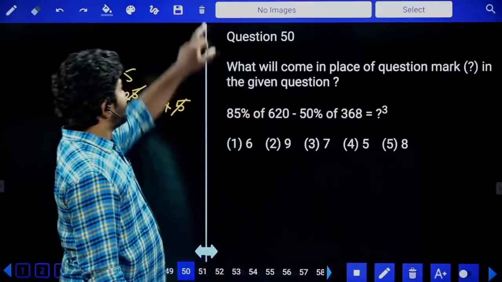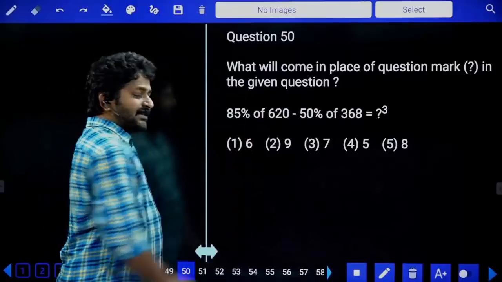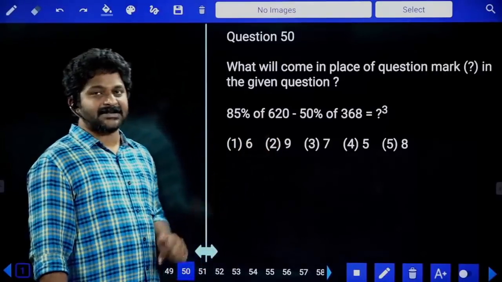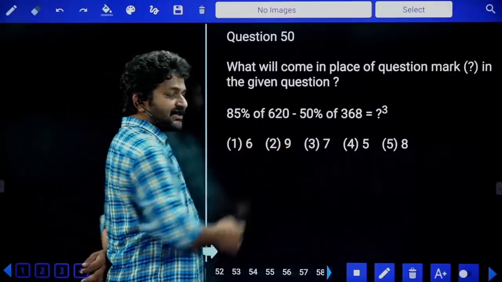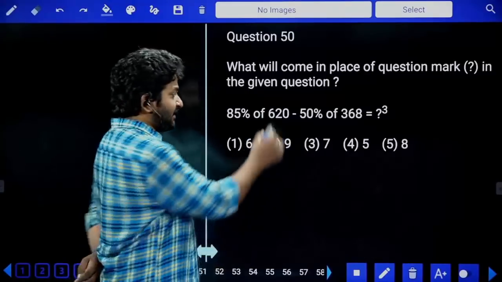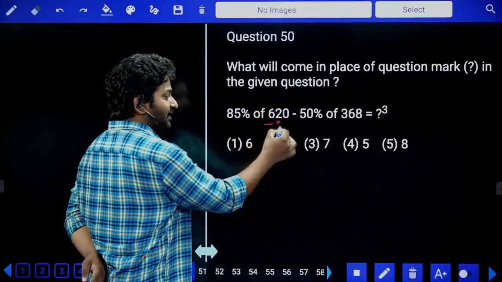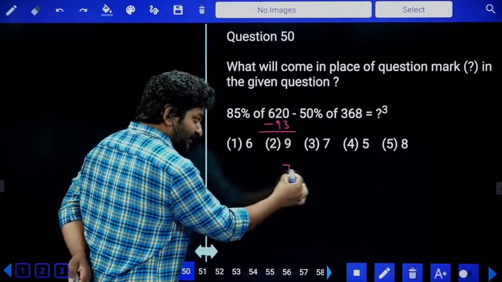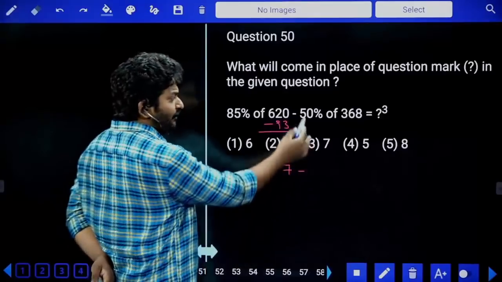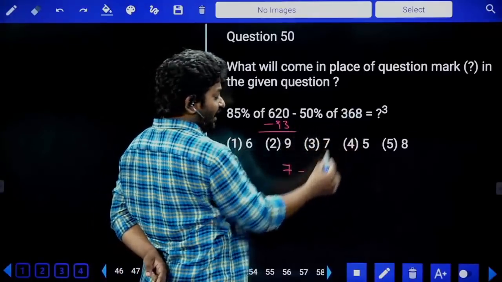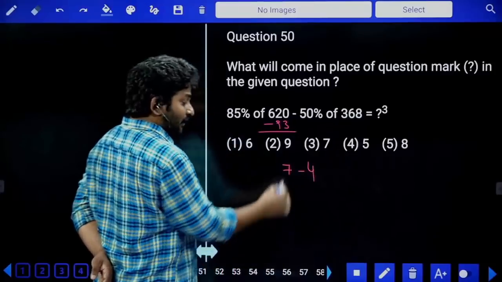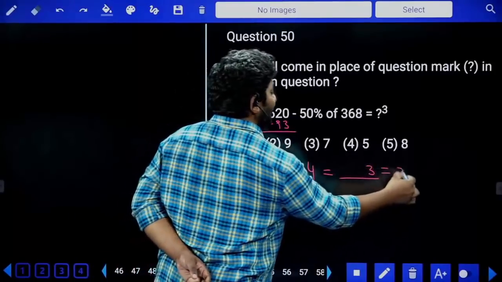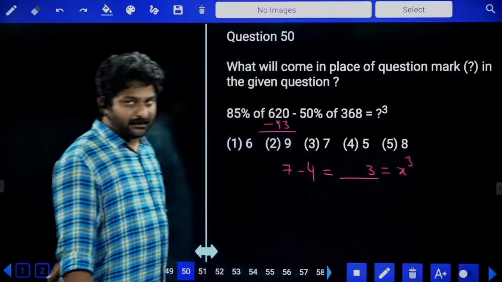Next. So 85% in the sense, from the original number you can simply subtract 15%. 10% is 62, 5% is 31. 62, 31, 93. From this we have to subtract 93. Then this number must end with 7 minus 50% of this number, 184, ending with 4. 7 minus 4 in the sense the result is ending with 3 and that must be identified as some number to the power of 3.